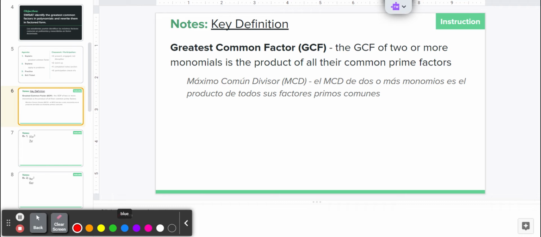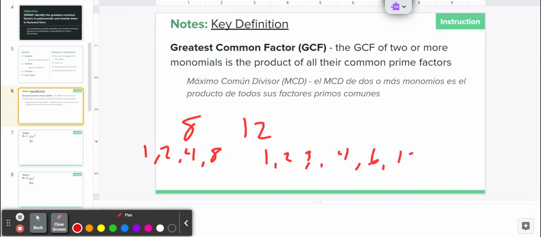Before we go to that first example, though, let's remember how this shows up with just regular numbers. If I give you 8 and I give you 12, we can list out all the factors of both of those. 8 would be 1, 2, 4, and 8. 12 would be 1, 2, 3, 4, 6, and 12. And the biggest number in both of those lists is 4. That's our greatest common factor.